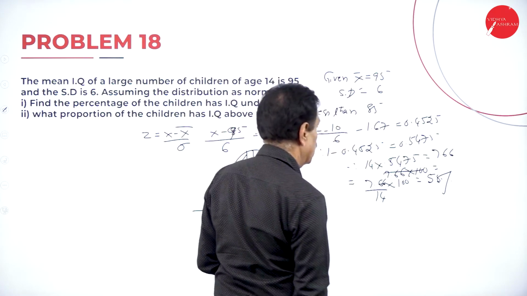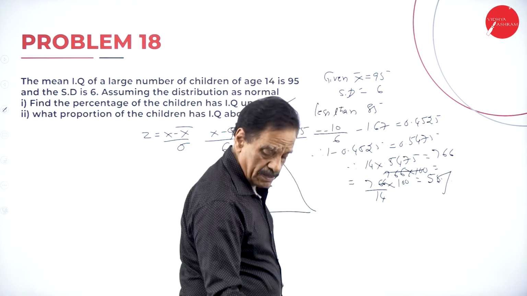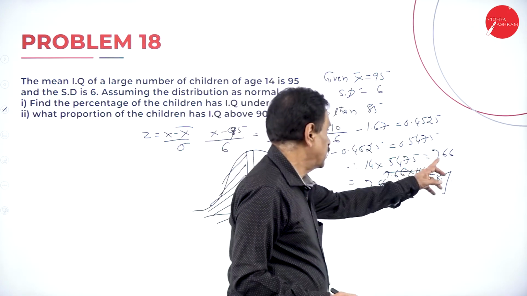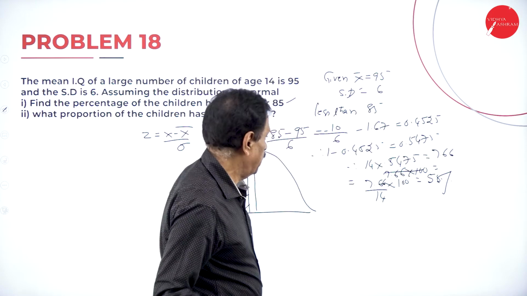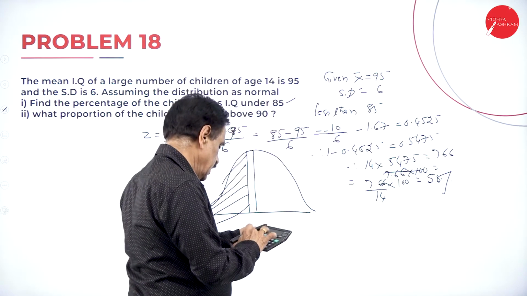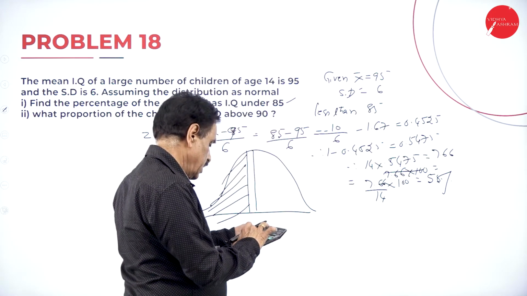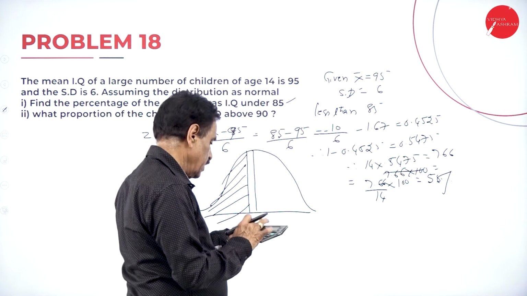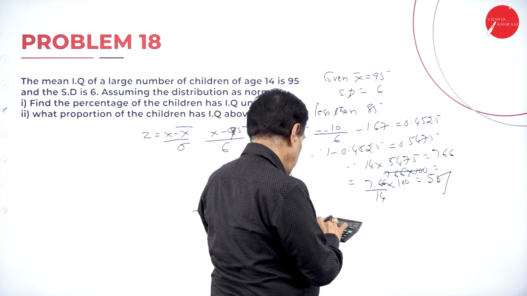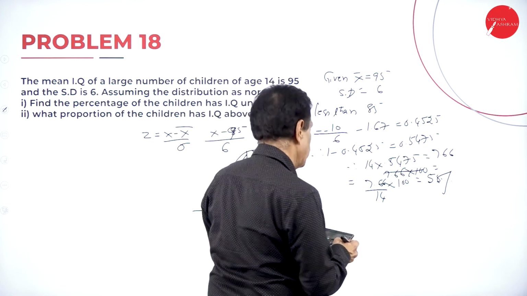Minus 10. Deduct: 7.66 divided by 100, 7.66 into 100 divided by 14. 54. Correct.